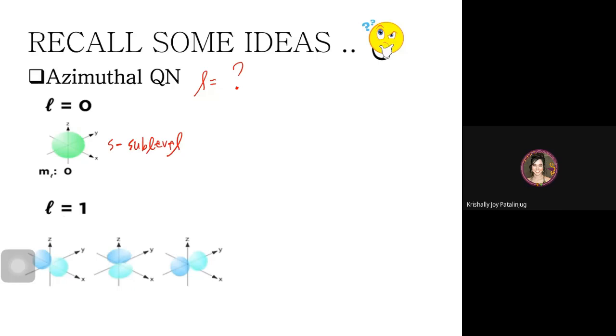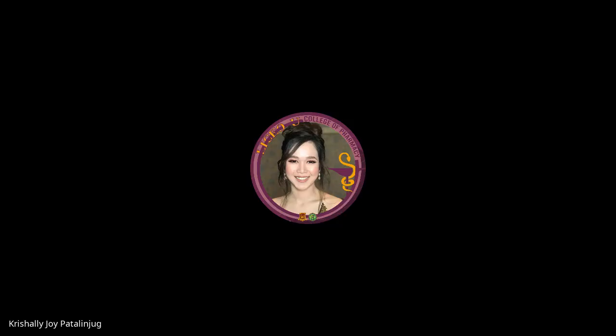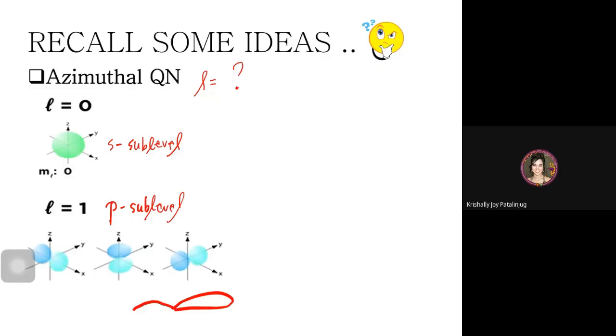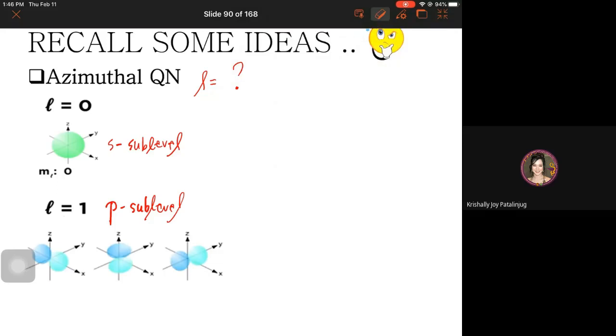For the P orbital, the shape looks like a dumbbell. If you represent it, if you draw it, it looks like this. It has a pair of lobes extending on its axis. For example, this is the axis. So it has a pair of lobes that extend on its axis, a dumbbell shape.